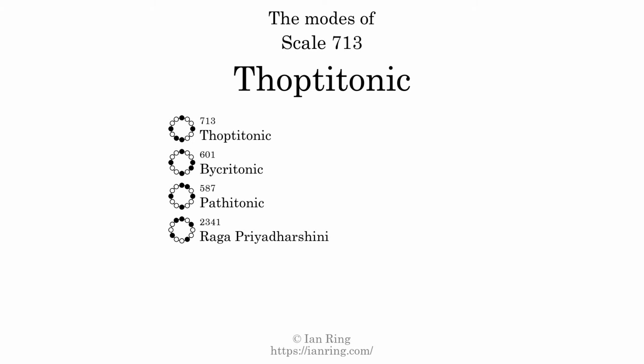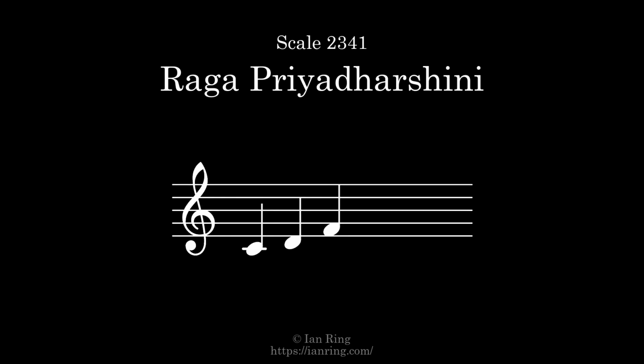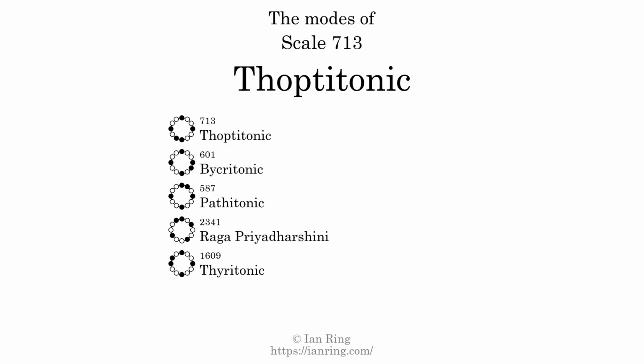The fourth mode is scale 2341, also known as raga priyadhashini. It sounds like this. The fifth and last mode is scale 1609, also known as theratonic. It sounds like this.